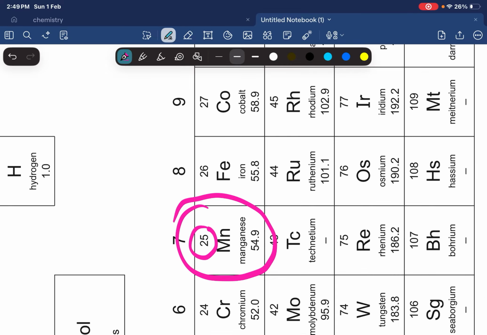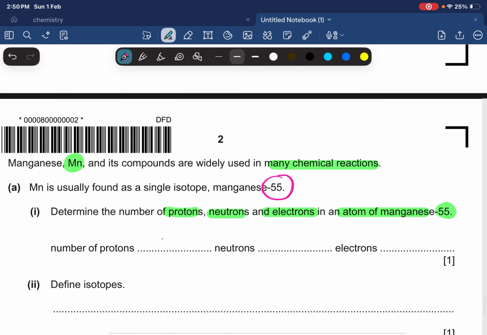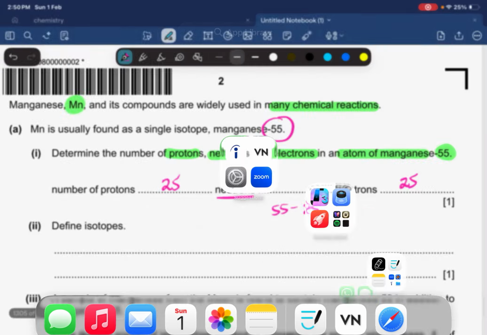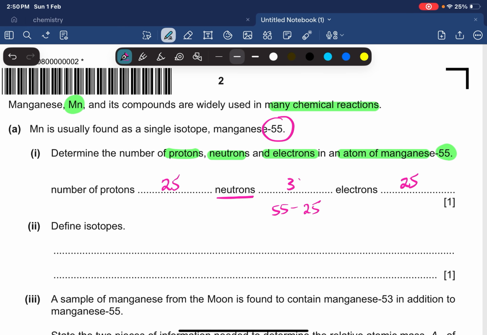If someone tries to think that they should take mass number as 54.9, it's going to be considered wrong, because the examiner clearly tells you that he needs the neutron number for manganese 55. That means it should have 55 nucleons, right? So 25 is the number of protons, and 25 is going to be the number of your electrons, because we're dealing with an atom, and neutron is going to be 55 minus 25, right? So you gotta be careful with such kind of stuff. So it's 55 minus 25, which gives you 30. So you're gonna have 30 neutrons.